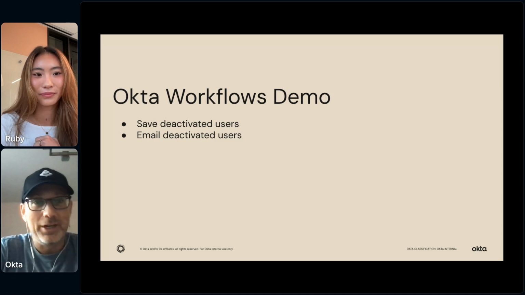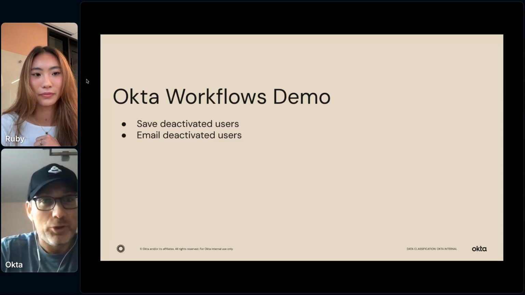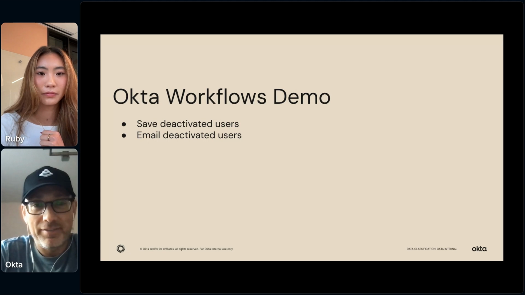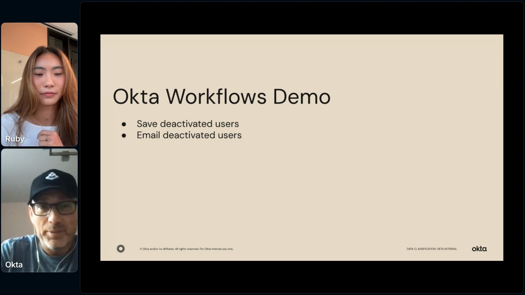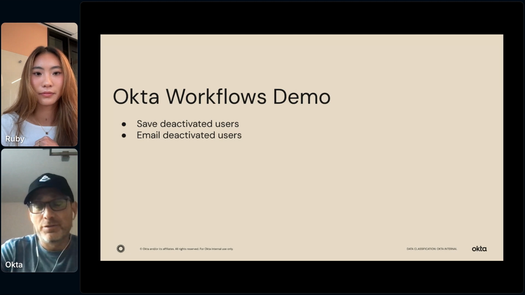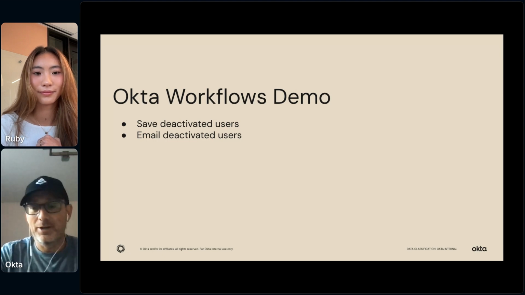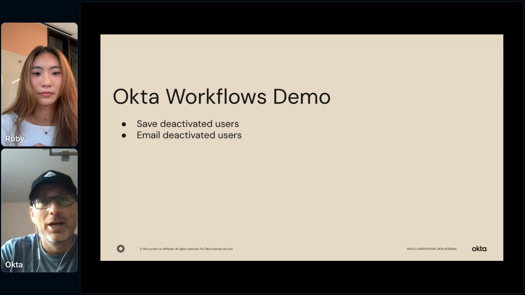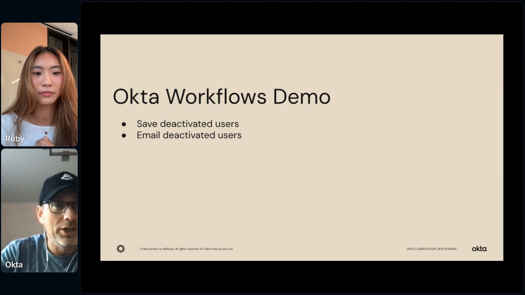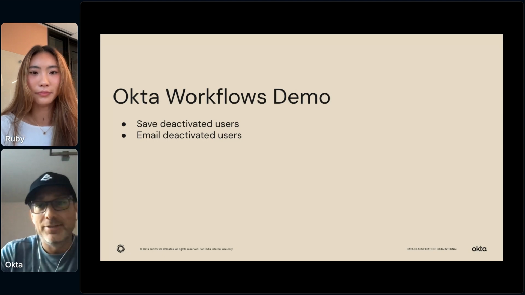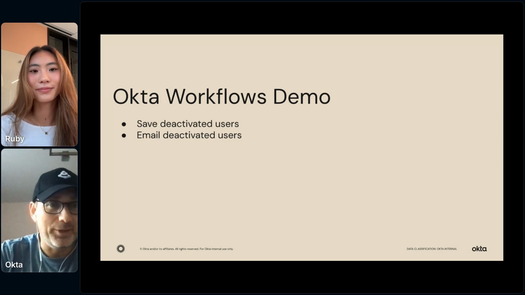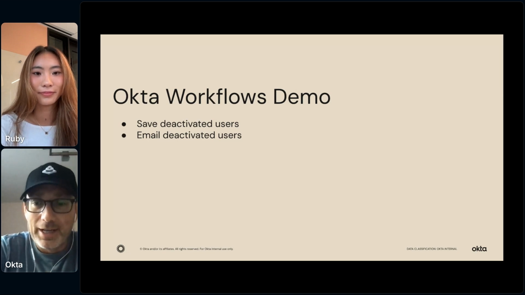So I'm going to now build the following two flows. The first flow is where we save deactivated users into a workflows table, and then another flow will run on schedule, export those users, put them in a file, and then send an email. So again, the scenario is users are deactivated, they're saved, and then maybe once a day or once a week, the flow runs on schedule and emails those users to someone. All right, let me share my screen.